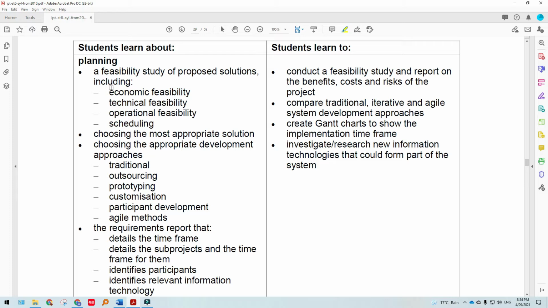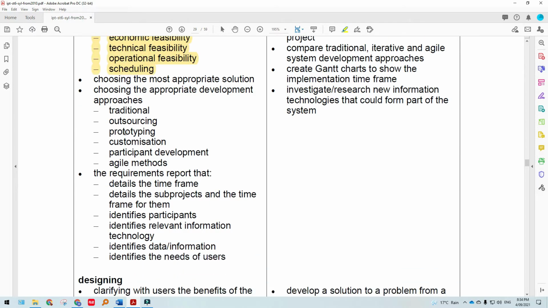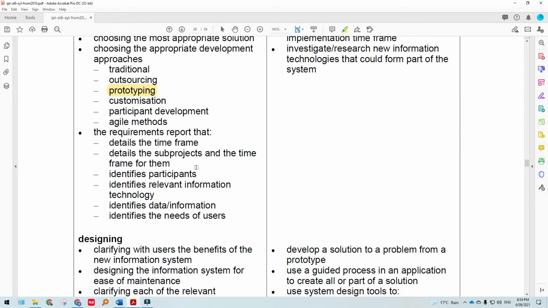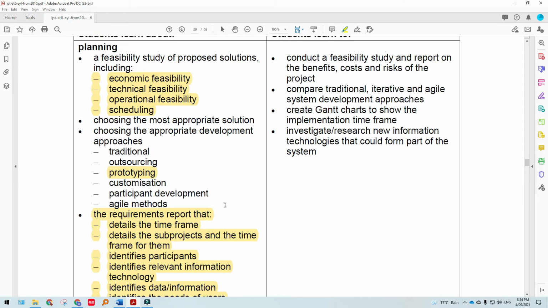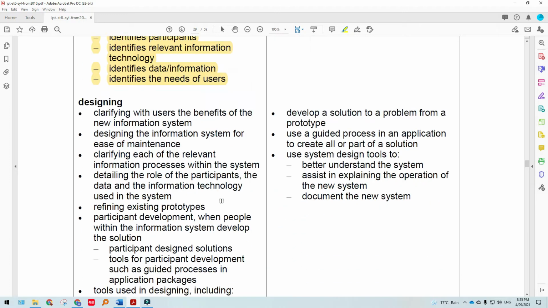Now, obviously, feasibility studies: TOES, technical, operational, economical, and scheduling. You need to know those 4. And a funny thing is there's a prototyping. What is a prototyping approach? And there's more information about a requirements report. So these are the things that you can all use directly in an exam. All right, let's move on.